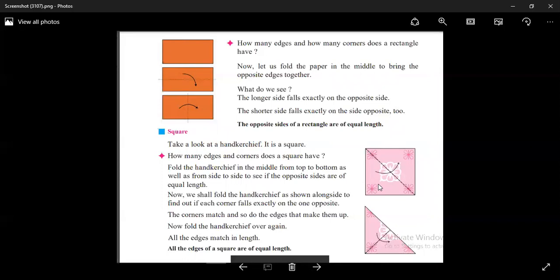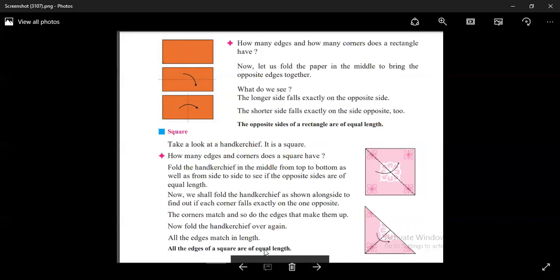Now how many edges and corners does a square have? Just like the rectangle, this also has four edges and corners. Now this is the one side, this is the second side, this is the third side and the fourth side. So four edges and four corners. So when we fold the handkerchief, what do we get? We get the shape of a triangle. We shall fold the handkerchief, and it exactly falls opposite to each other. The corners match and so do the edges.